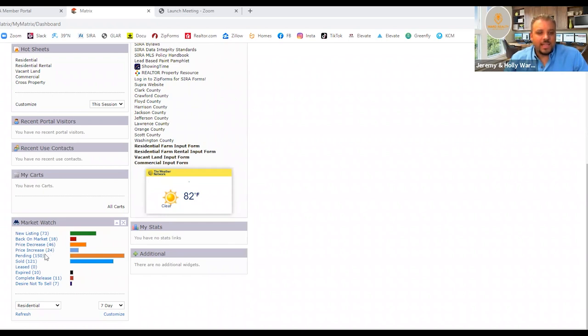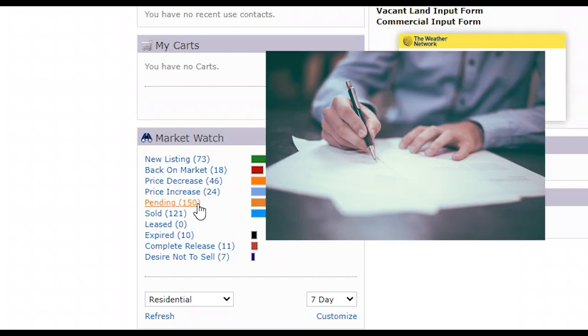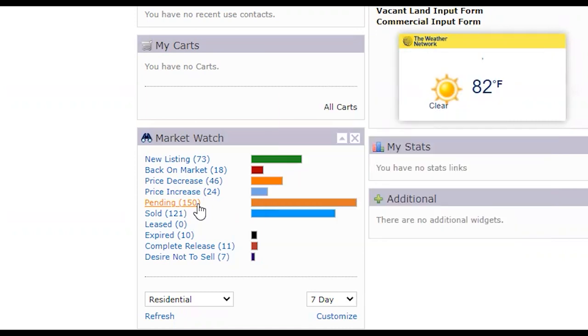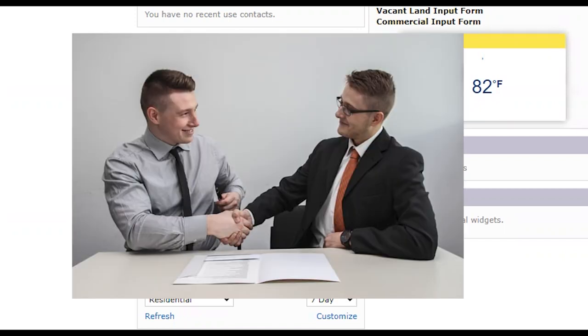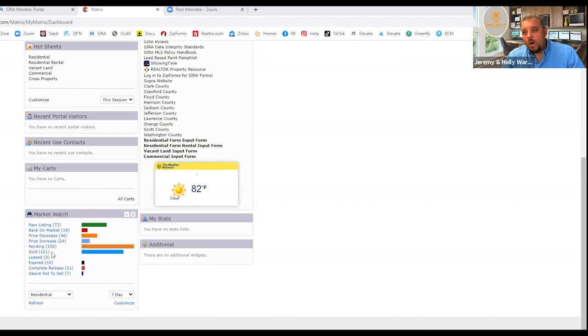One of the interesting things is the pending. Pending is a live listing that went on the market and got an accepted offer in the last 7 days. We've had 150 in our local market go pending. And then the next column is solds. Solds are actually deals that were accepted offers that have closed. So in the last 7 days, we've had 121 actually close. That's definitely inventory that's come off the market.